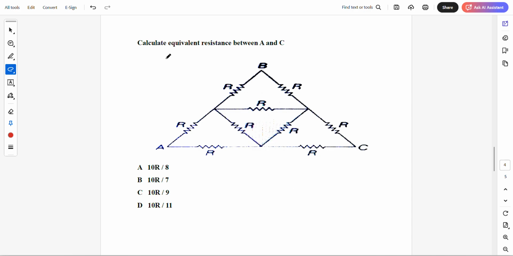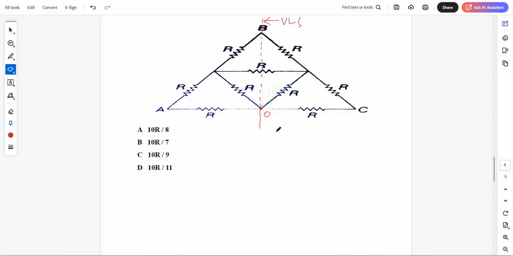Again, what is it asking? Calculate the resistance between A and C. Again draw what? A vertical line of symmetry. Okay? This is the vertical line of symmetry. This is a junction point. I am getting this junction point here, and I can break this junction point along the VLS.